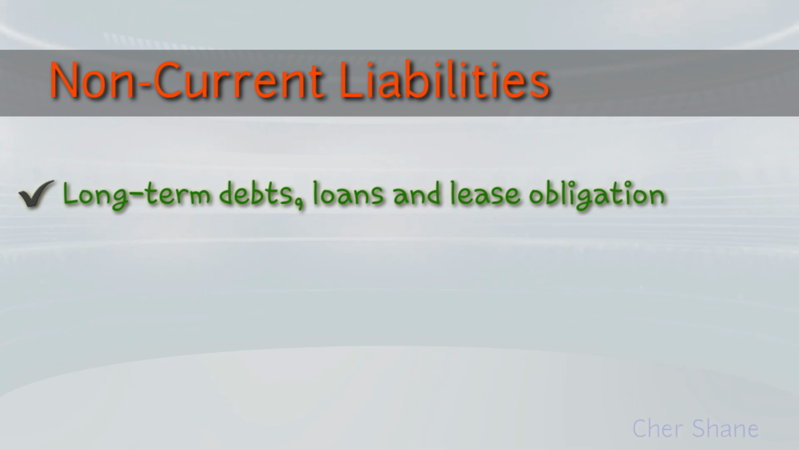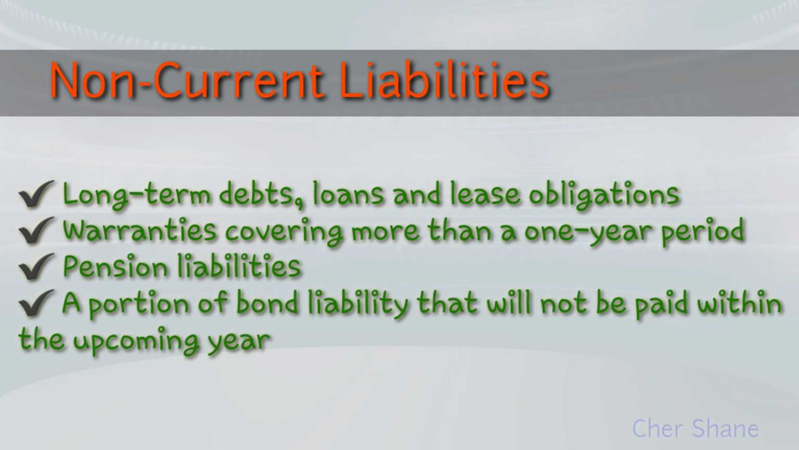On the other hand, a non-current liability is a financial obligation of a business that is due more than 1 year. Non-current liabilities are also referred to as long-term liabilities, which may include long-term debts, finance leases, warranties covering more than 1 year, pension liabilities, and deferred tax liabilities. A company may have different types of long-term debts such as bonds payable and long-term notes payable.